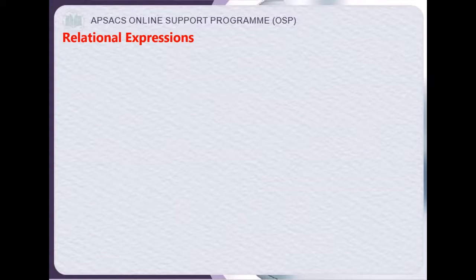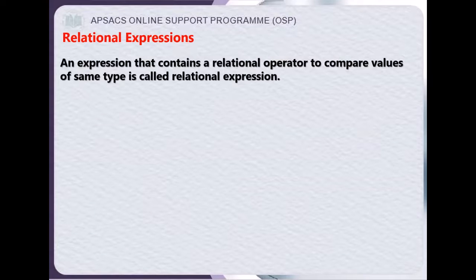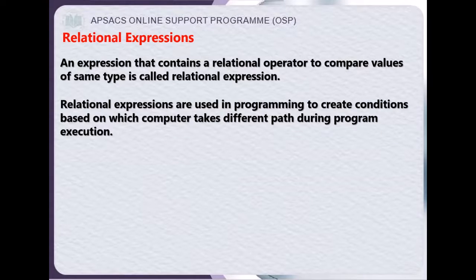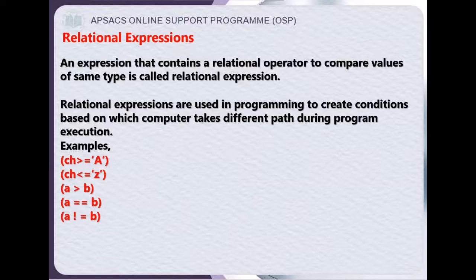Relational expressions. An expression that contains a relational operator to compare values of the same type is called a relational expression. Relational expressions are used in programming to create conditions based on which the computer takes different paths during program execution. Examples of relational expressions are ch greater than or equal to capital A, ch less than or equal to small z, a greater than b, a equal to b, or a not equal to b.